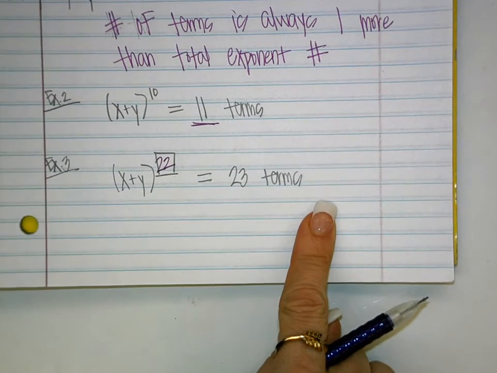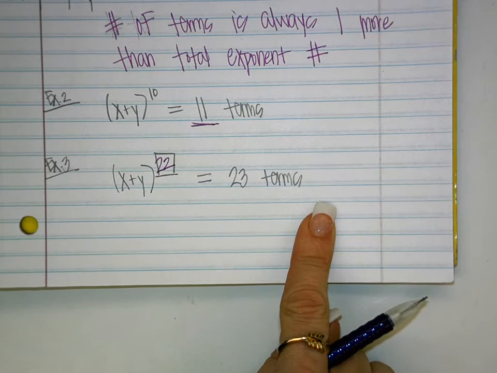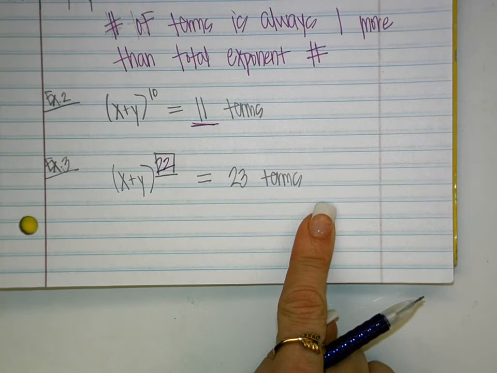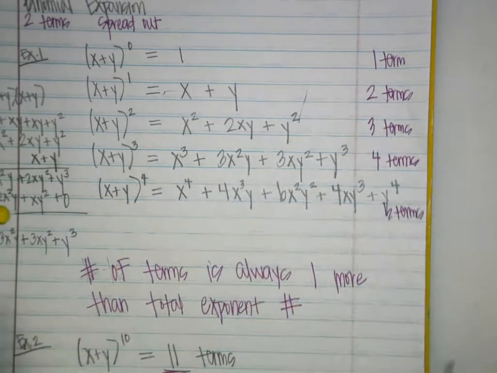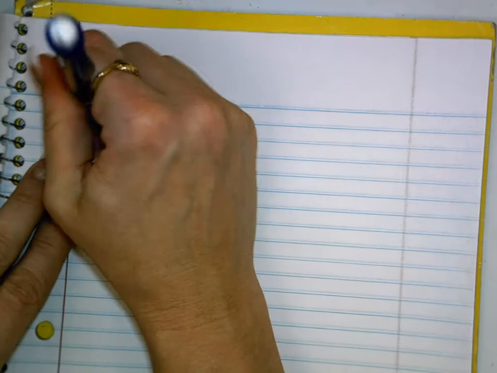Questions on how I did any of that? Not too bad, hopefully. So far I've given you up to x plus y to the 4th power. The next question, example number 4, you'll probably need about a half sheet of paper. If you don't have that much left on the page, you might want to flip over pages.